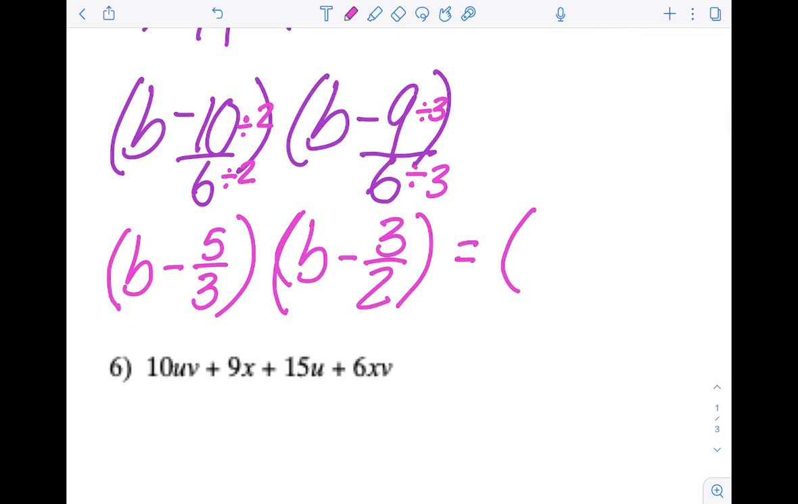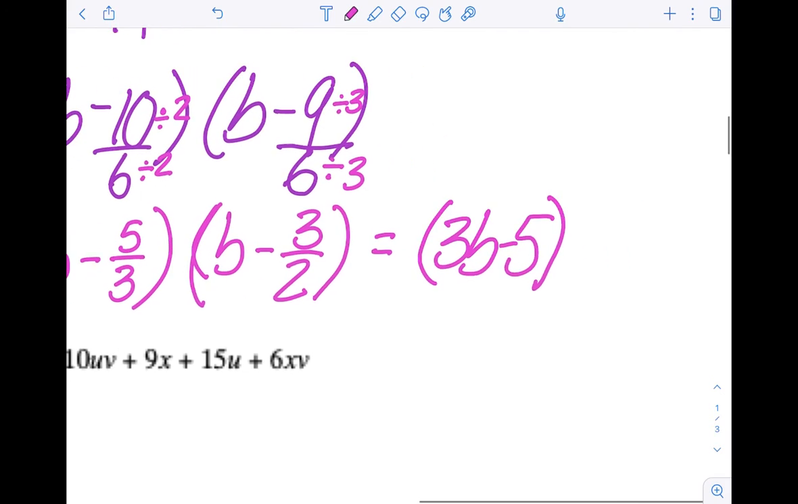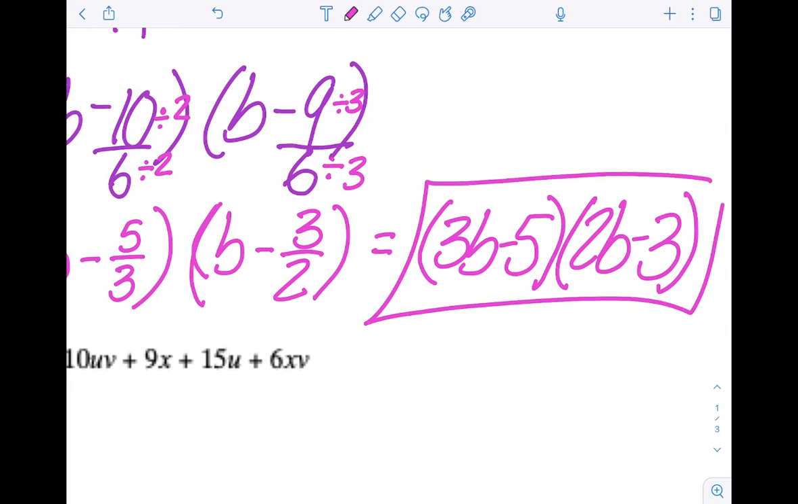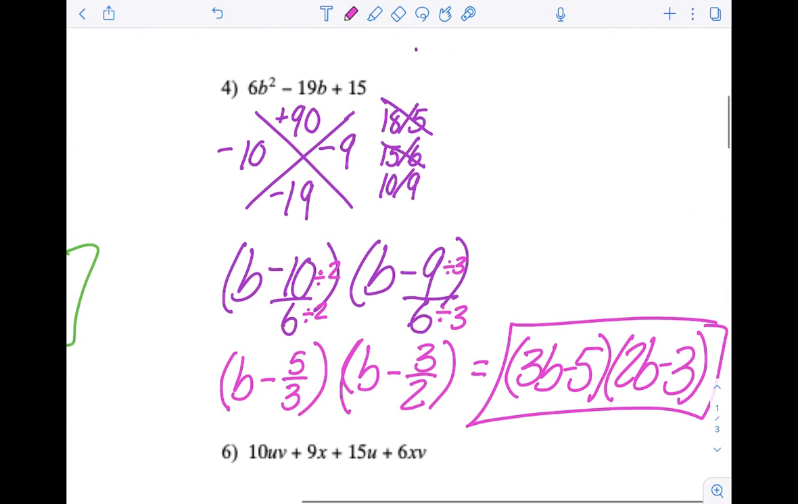So it's going to be 3b minus 5. And I'm going to move this 2 to the front, and it's going to be 2b minus 3. 2b minus 3, and boom. Look at that. We got it. There you go. That's number 4. Right? You're definitely going to see a problem like that in the quiz.